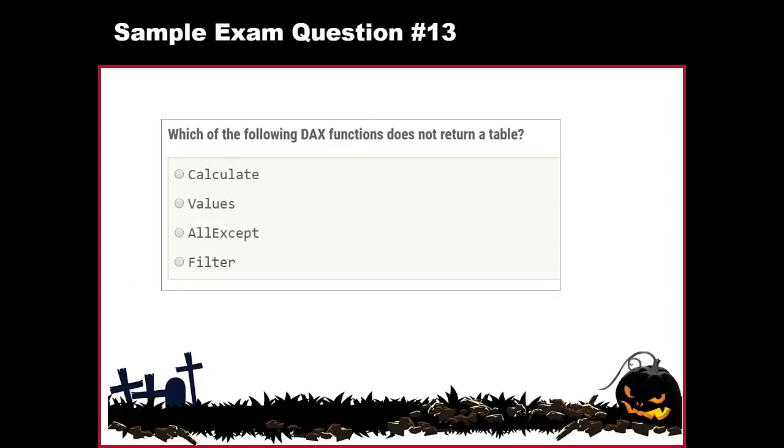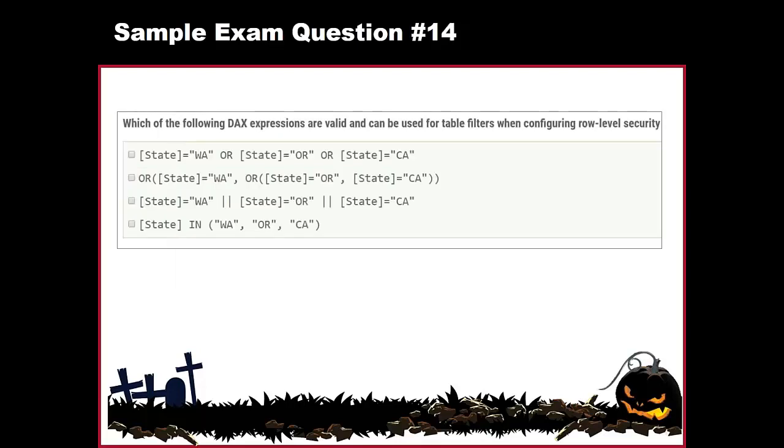Which of the following does not return a table? The calculate function, the values function, the all except, or the filter? And it turns out that the one that does not return a table is calculate. It returns a scalar value. Calculate is the heart and soul of intermediate to advanced DAX. So definitely you need to take time and get very comfortable with what the calculate function does and common examples of how we use it.